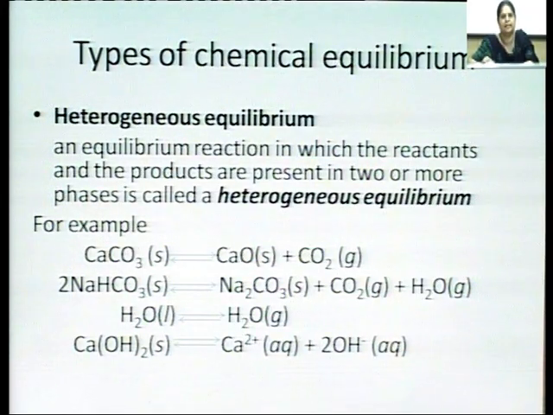So, we can say that an equilibrium in which all the reactants are in the same phase is termed homogeneous equilibrium. On the other hand, the one in which there are two or more different phases, we say it to be heterogeneous equilibrium.